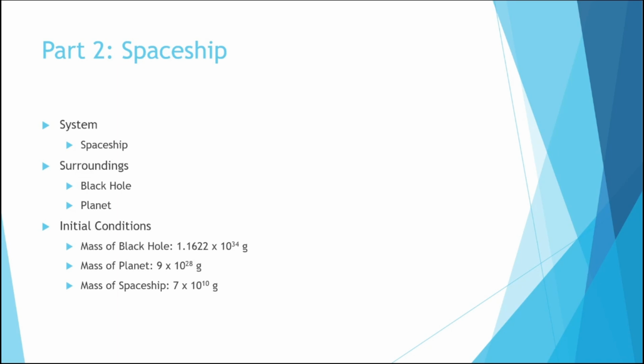For part 2 of this experiment, we are finding the velocity needed for the spaceship to escape the system without hitting the black hole or the planet. The system included the spaceship and its surroundings were the black hole and the planets. The initial conditions were that the mass of the black hole, as found before, was 1.1622 times 10 to the 34th grams.